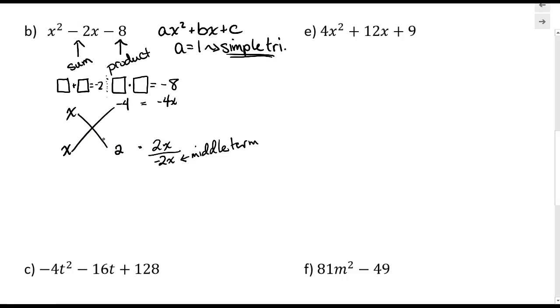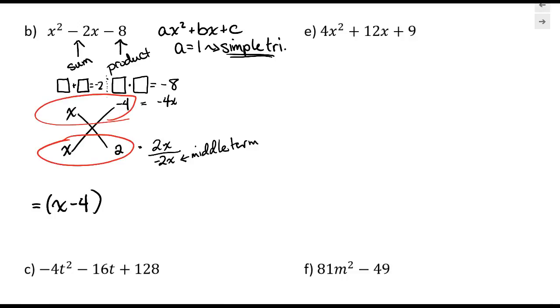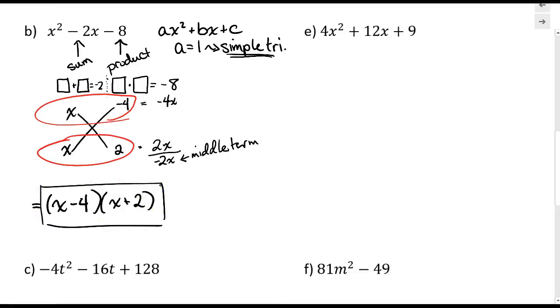It's kind of in the same vein as any other strategy, but my final answer is going to be x minus 4, working across these pieces, or what's going to be in my brackets, because they don't ever multiply by each other. And my second set of brackets is x plus 2. And so that's my factored version, 2 binomials.